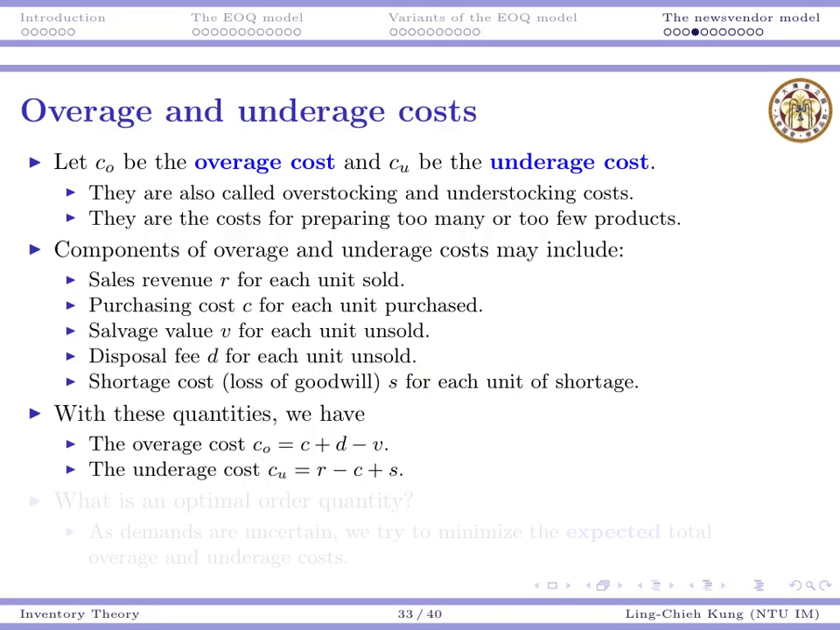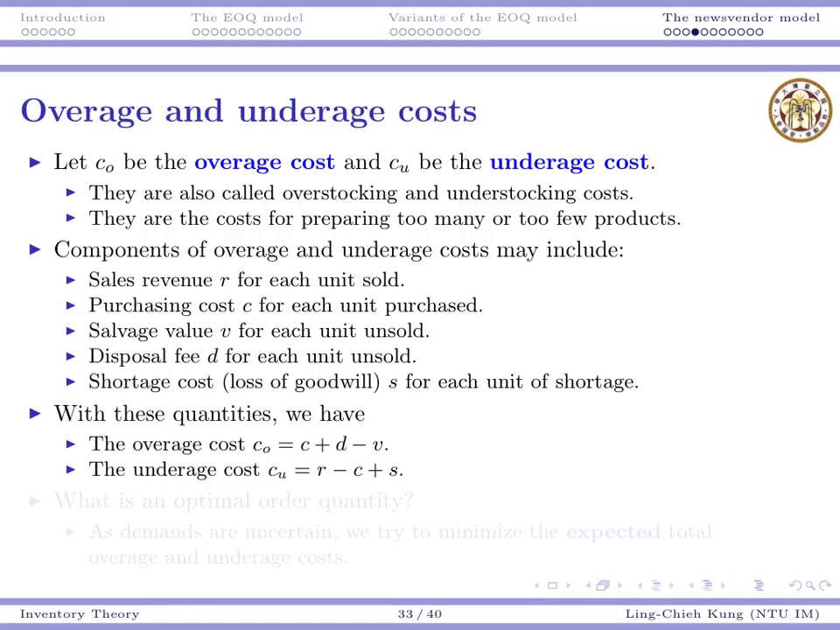If we have all these components, then we can use CO and CU to include all of them. When you have one unit of overage or one unit of leftover, what's the cost for that? You paid C to get that product, but you did not sell it, so that's bad. C is there. And also you need to pay D to dispose of it, so that's also a cost. Fortunately, when you dispose of it, there may be a salvage value. So C plus D minus V is your cost for having one unit of leftover. That means if your ordering was more accurate and you ordered one unit fewer, you can save this amount of money. So that's the overage cost.